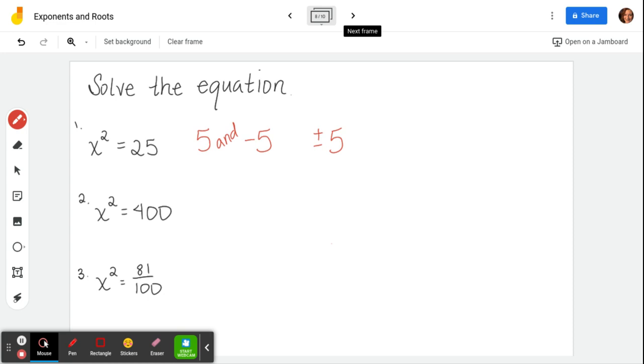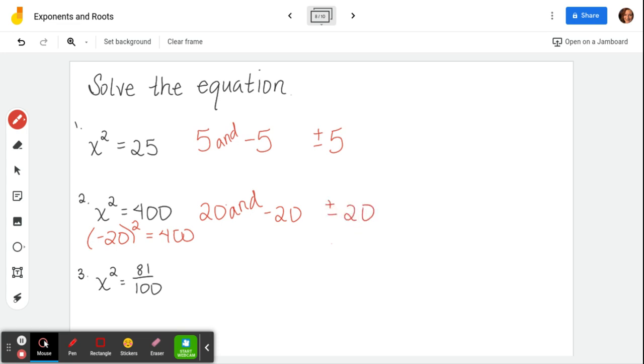So number 2 is asking for any number that you could take times itself to get 400. If I do the square root of 400, I get 20. But I can also plug in a negative 20 because if I do negative 20 to the second power, I also get 400. So I need both of those answers. You need 20 and you need negative 20. And again, you can write them both out or you can say positive and negative 20.